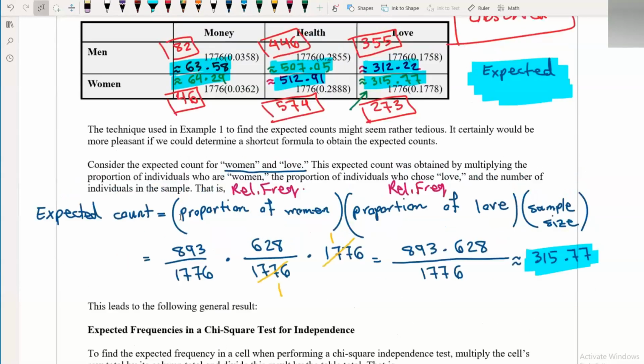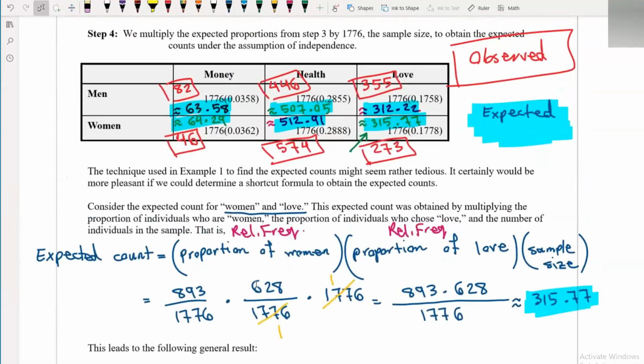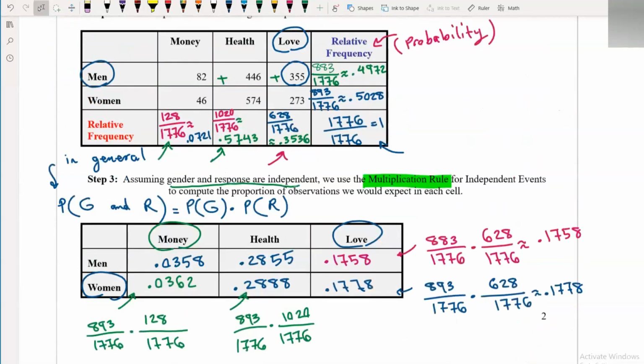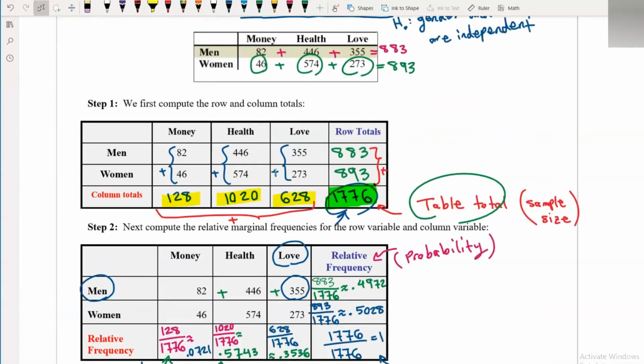So instead of finding the proportion of women, multiplying that by the proportion of love, and at the end multiplying by sample size, we can use this formula. So we don't need to find the relative frequency. After finding the total for row and column, multiply those two numbers and divide by total. See, that means I don't need step 2. I only need step 1.